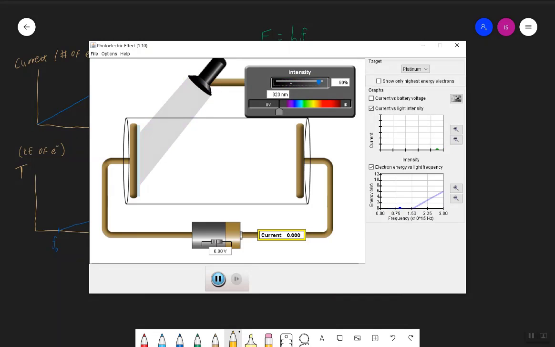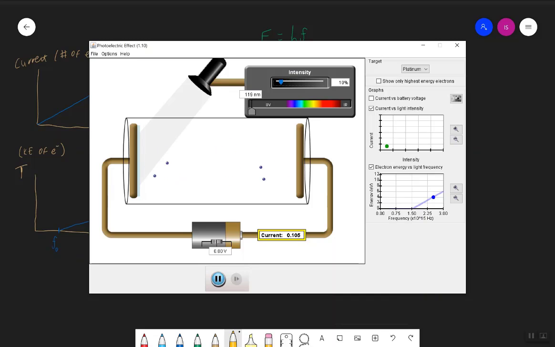Whereas if you have photons that are a high enough energy, but there's not a lot of them, you're still going to hit the electrons off, even if you have a very low intensity, right?